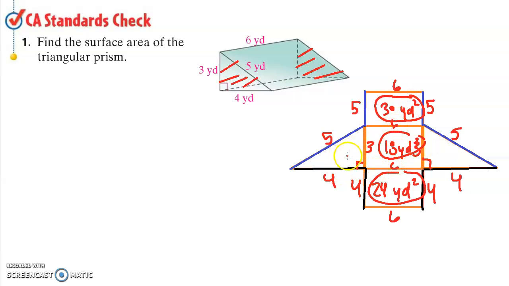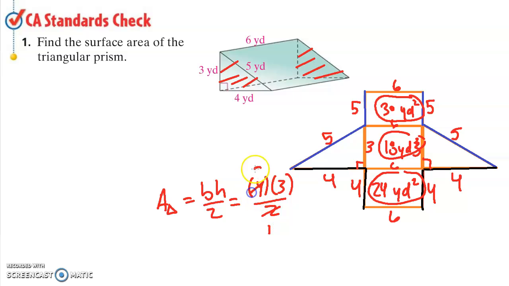Now we need to find the area of these triangles. Now the good news is that these 2 triangles, because they are part of a prism, are congruent. They're the same size. So if I find the size of one, I find the size of the other. If you remember, the formula for the area of a triangle is base times height divided by 2. The base was 4, the height was 3, divided by 2, cross cancel, and I end up getting 6. This is going to have an area of 6 yards squared, and this guy is also 6 yards squared because they are congruent.